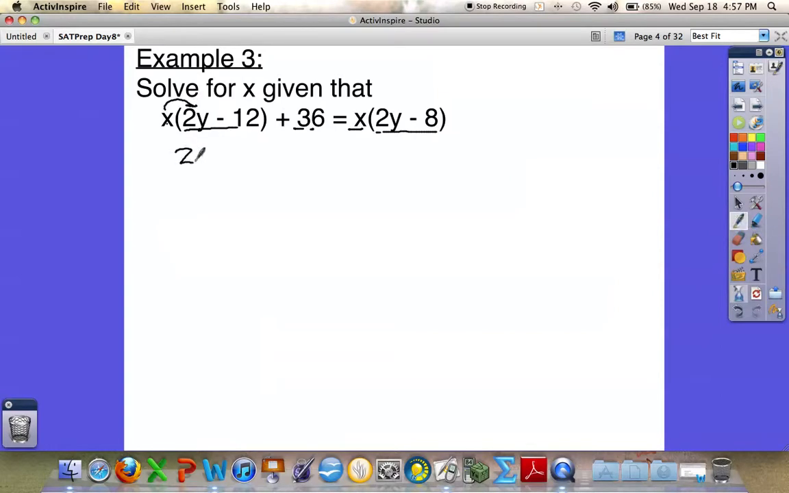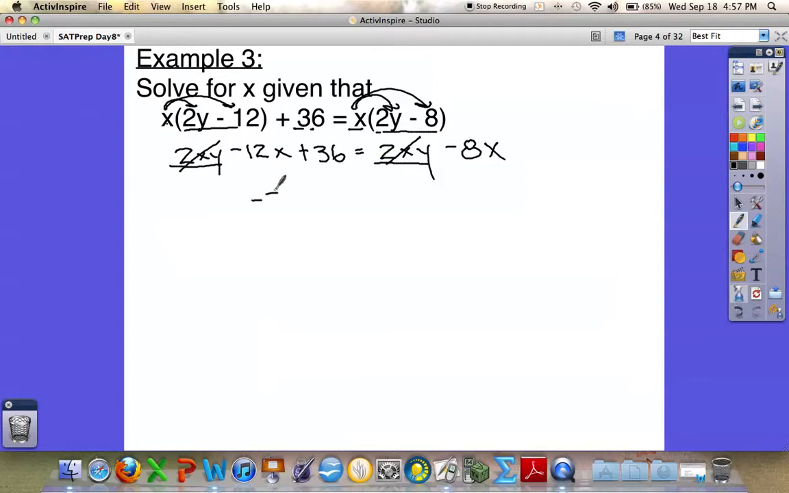x times 2y is 2xy. x times negative 12 is negative 12x, plus 36. x times 2y again, 2xy. And x times negative 8 is negative 8x. Now, if we were to notice that the 2xy occurs on this side of the equation and this side, we could cancel them out, because subtracting 2xy from both sides just gives us 0.